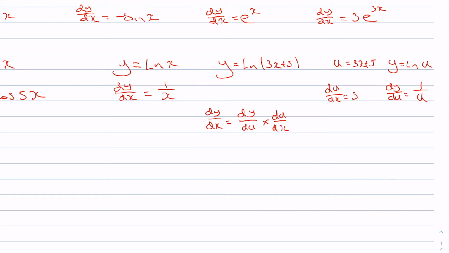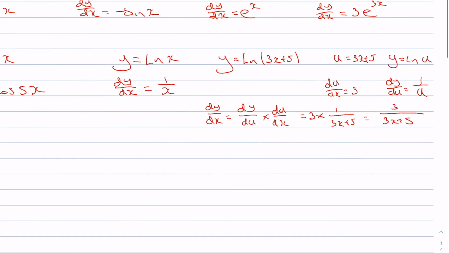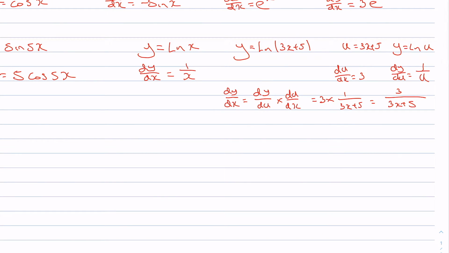So that will give us 3 times 1 over u, where u is 3x plus 5. Replace it back in, and that is what the answer should be for the gradient function: 3 over 3x plus 5.